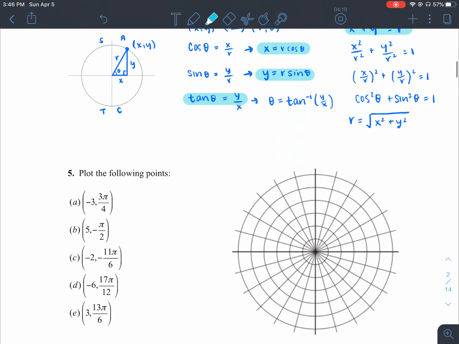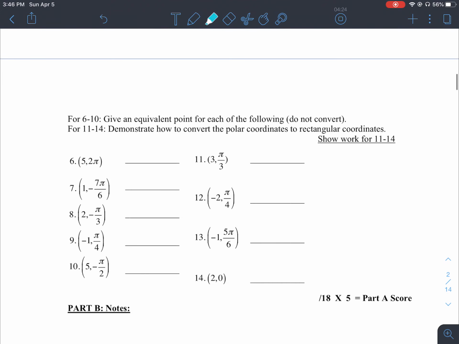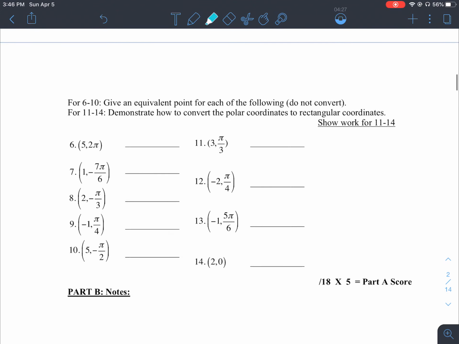Now, number 5 is also some of your homework. You're doing some more plotting like we did up above. And then for 6 through 10, you're going to write different points that are the same location, just a different way to write it. So either by changing the radius, the angle, so making a negative radius and changing your angle value, or changing your angle value and keeping a positive radius. And then 11 through 14, you're converting those 4 points into Cartesian, the rectangular coordinate points, so changing those r thetas into x, y's using what we just did up above.